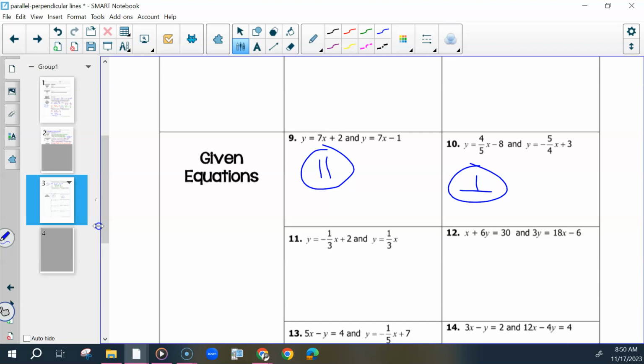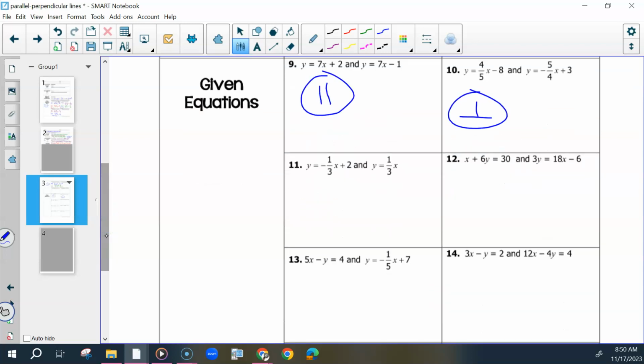What about 11? I heard 2 different things. I heard perpendicular and I heard neither. Why neither? They can't be parallel because they're not the same. And they can't be perpendicular because one's not flipped. So this one is neither. That's what I was referring to earlier. They may look the same, the 1/3 and the negative 1/3, but they're not parallel because one's negative. They're not perpendicular because one's not flipped.